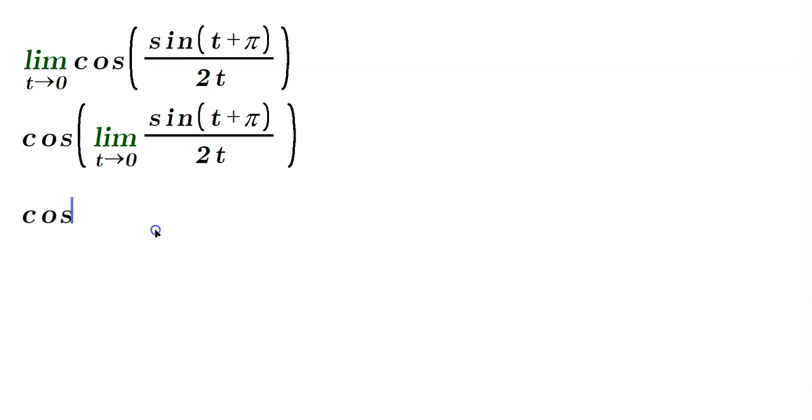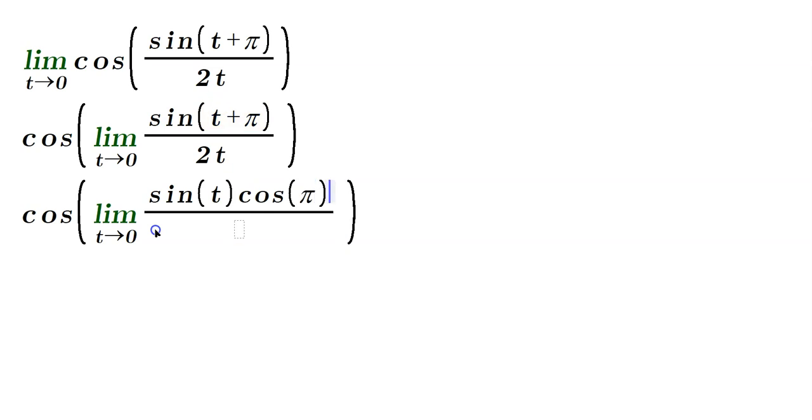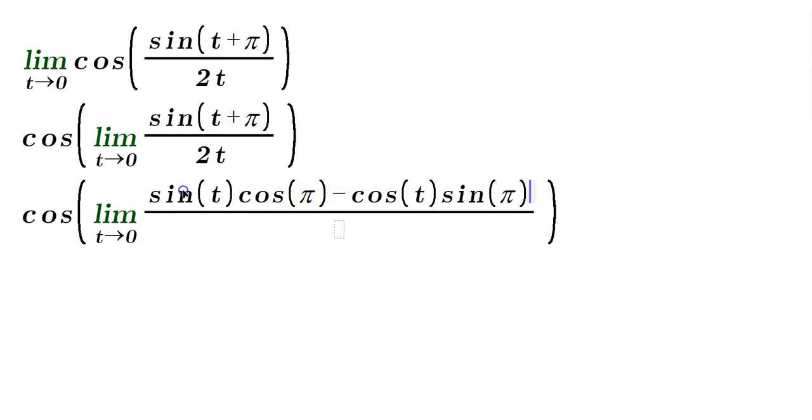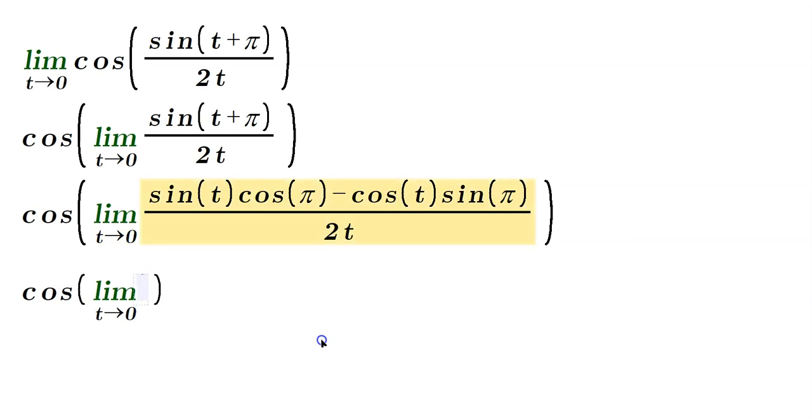So in other words, we're going to have the cosine of the limit as t approaches 0. And now in the numerator, sine of (t plus pi) becomes sine of t times cosine of pi minus cosine of t times sine of pi at the very end. Then in the bottom we still have the 2t. So you're going to have the cosine of the limit as t approaches 0, and then sine of t stays.